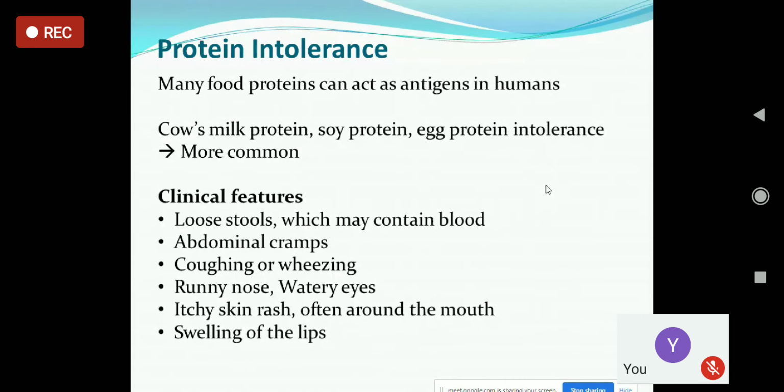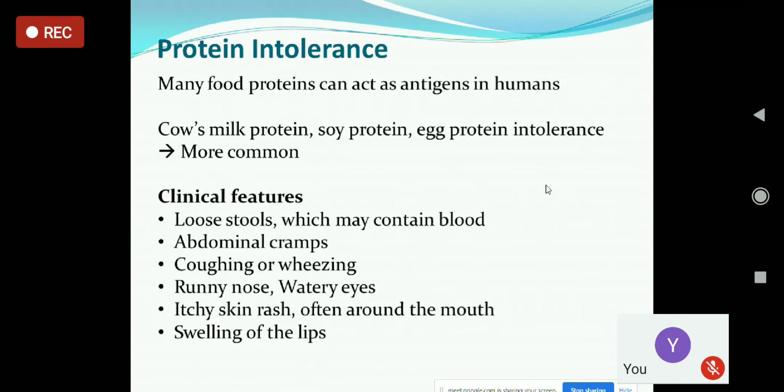Many food proteins can act as antigens in the human. When they act as antigens, they trigger an immune response. So mainly the cow's milk protein, soy protein, and egg protein lead to intolerance. The clinical features include loose stool, which may contain blood, abdominal cramps, coughing or wheezing, runny nose, watery eyes, itchy skin rash, often around the mouth, swelling of the lips, etc.